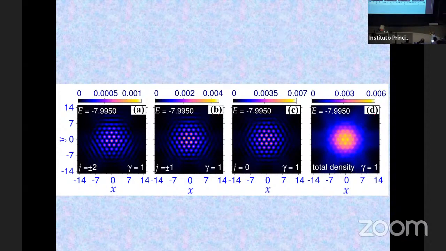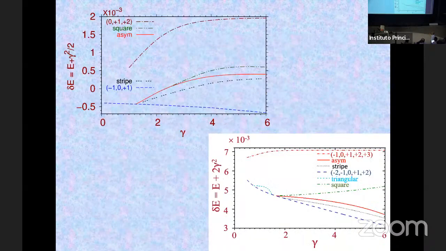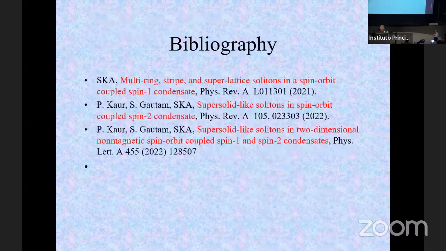This is spin 2 system. You have this triangular lattice structure, which was absent in spin 1 and also in spin half. But also you can have square lattice structure like this and stripes. Again, there is no stripe here in the total density, but the stripe will appear in the total density as gamma is increased. I didn't show the result. And here is some plot of energy of different types of states: square lattice, vortex states, asymmetric states, stripe states.